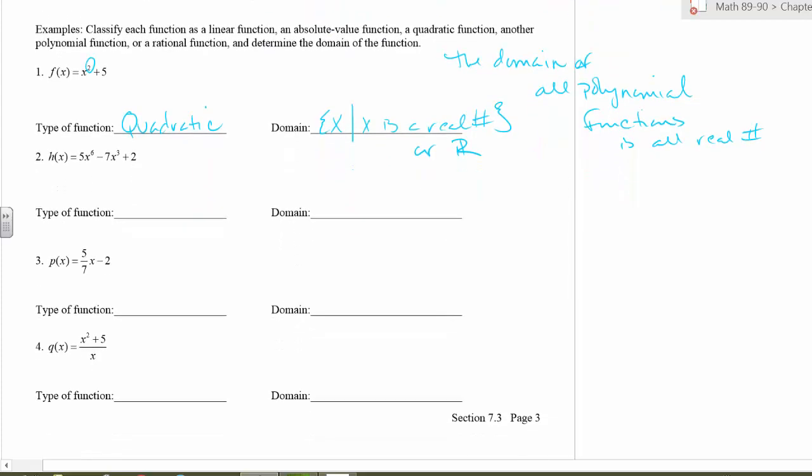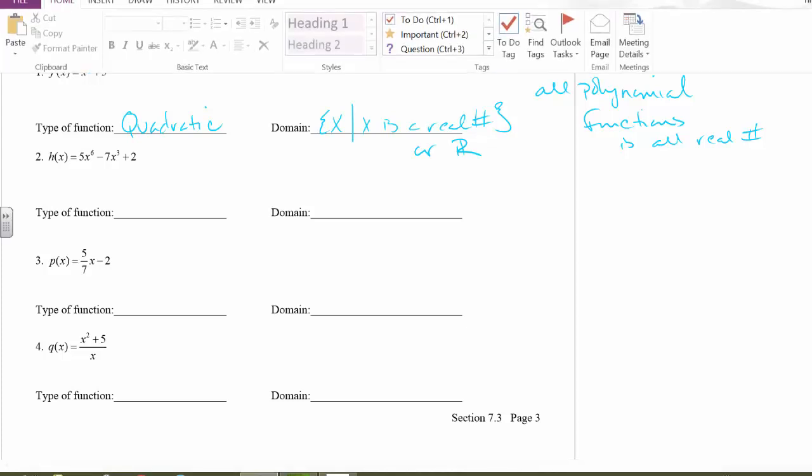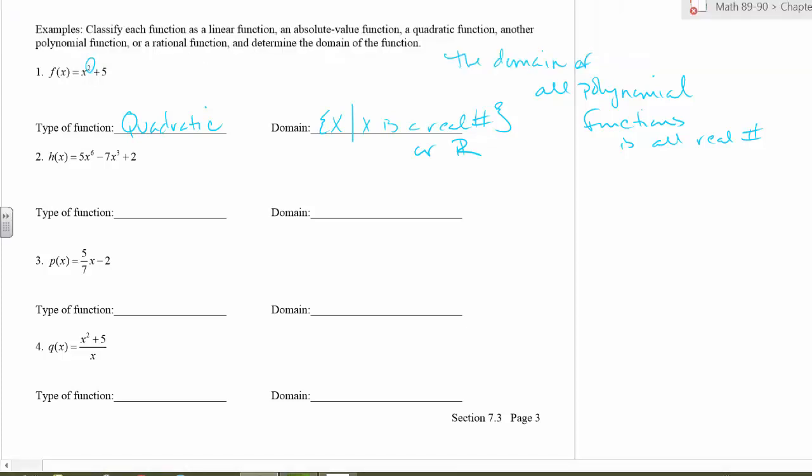All right, number 2. Let's switch colors here. Number 2 has x to the 6 as the highest exponent. We don't have a fancy name for x to the 6th, so we just call him a polynomial. Number 3, he really has x to the first, and if you have x to the first power, that's our linear function. That's what we had been graphing.